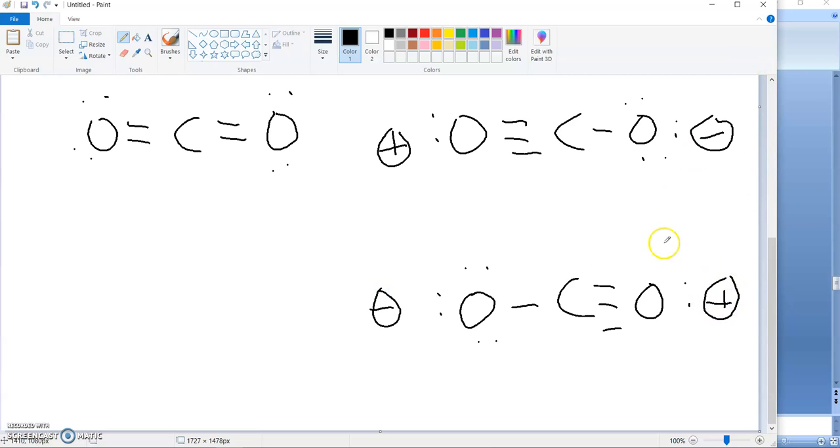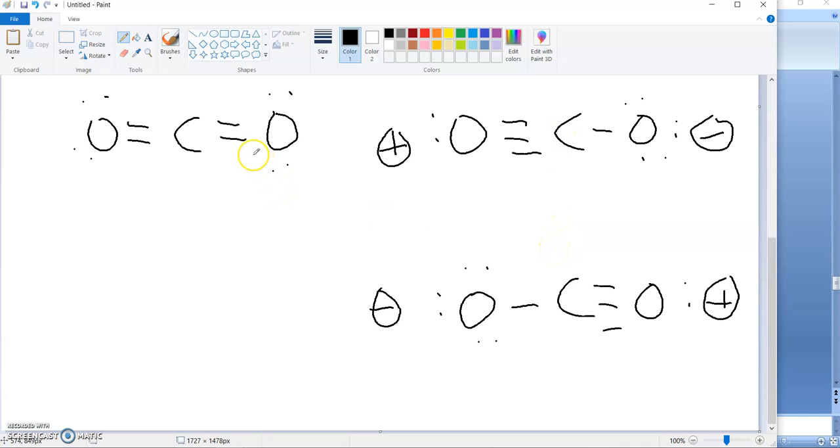So you'll notice these two structures are equivalent. They'll contribute equally to the molecule. But this one has fewer formal charges. In this case, none of them at all. Turns out that having fewer formal charges is better. You get a more even distribution of electrons within the molecule, and that's more stable. So all things considered, this resonance structure is better than the other two resonance structures.